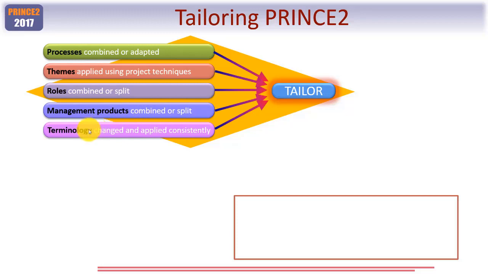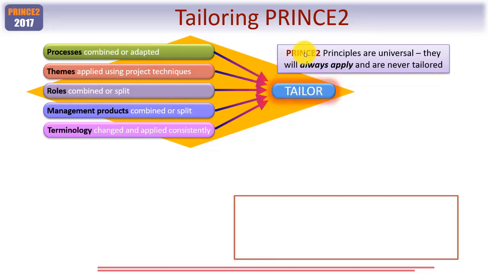And then of course there's the terminology. And when tailoring PRINCE2 within, say, your organisation, it may well be that you will want to change this. Having done so, it is important to make sure that once you've done that, it's applied consistently. So these, therefore, are the 5 general areas that you would wish to tailor.